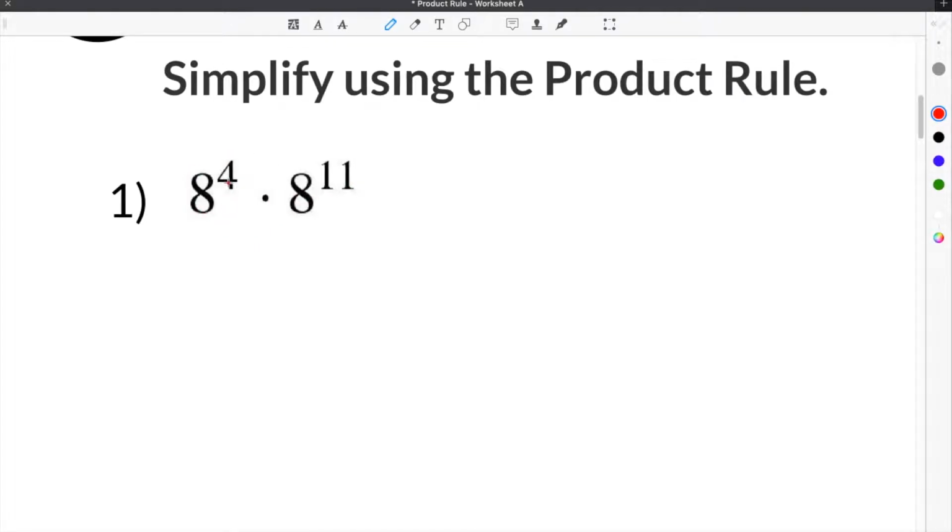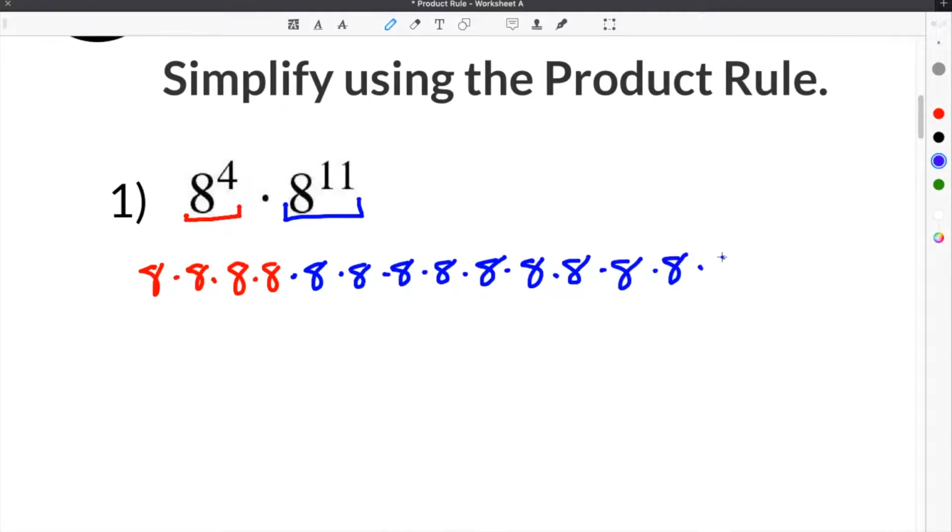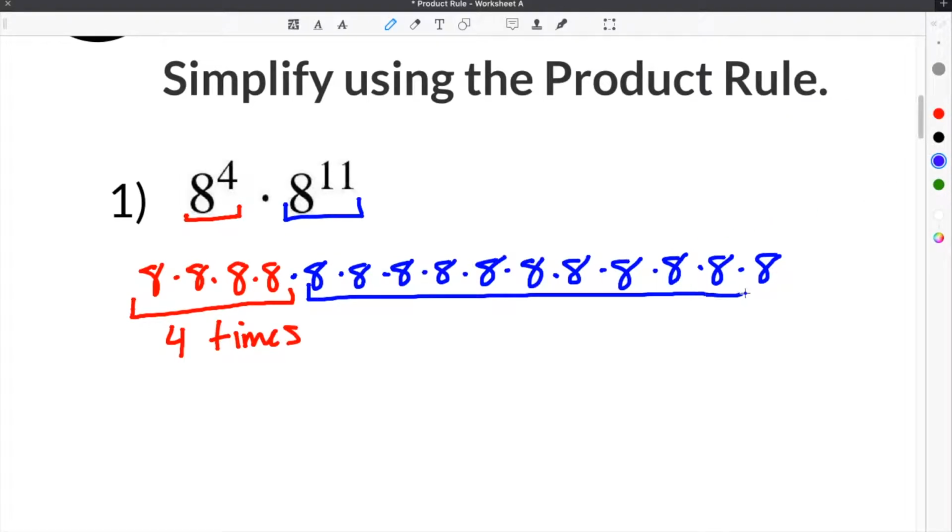In terms of this problem, when we have 8 to the 4th, what that really is saying is 8 times 8 times 8 times 8. And 8 to the 11th means we have 11 eighths. So if you look at our problem, we have 8 to the 4th, there are 4 eighths, and then we multiply times 8 to the 11th, which are 11 eighths. And when you multiply all those together, you have to figure out how many eighths you're going to end up with.